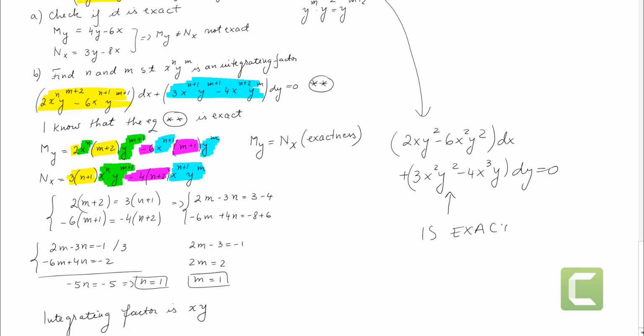And actually, you have a video with this exact equation that is going to be here. I made a mistake: 2xy cubed. This equation is solved in another video. I hope this helps.